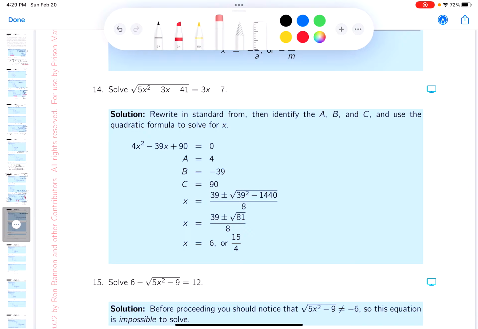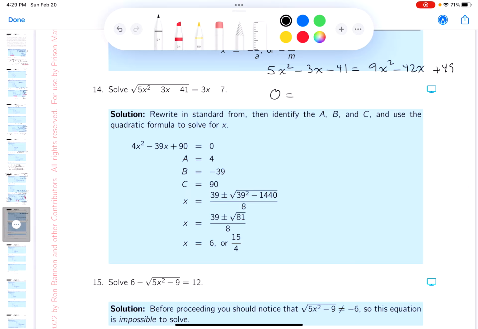Okay, the first thing to do in this equation is to square both sides. The radical's already isolated. So it's 5x squared minus 3x minus 41. And you would get 9x squared, then minus 21, which is minus 42x, and you get 49. Then what do you do?